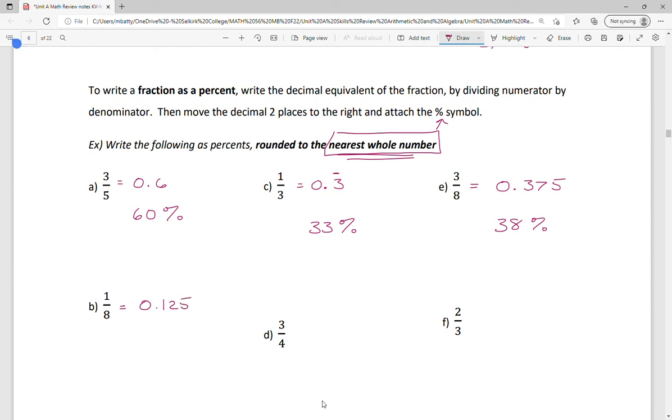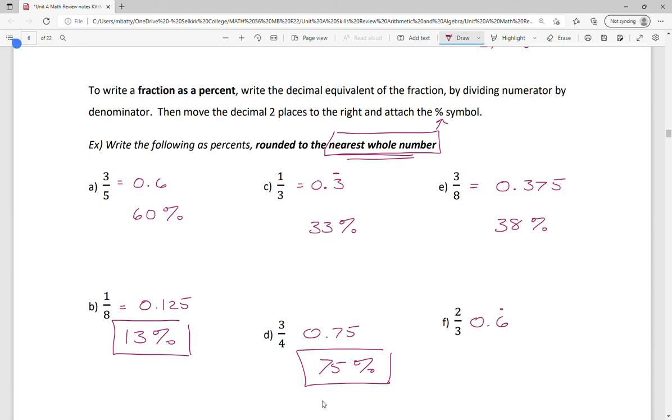I'll write the last ones without saying so much. And the last one, rounding to the nearest percentage gives me the final answer.